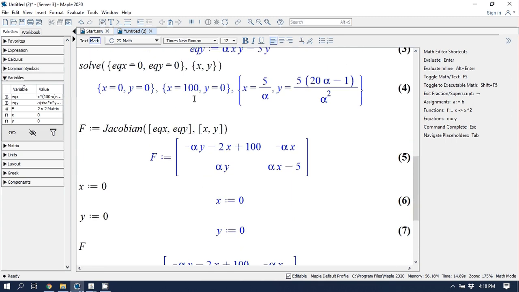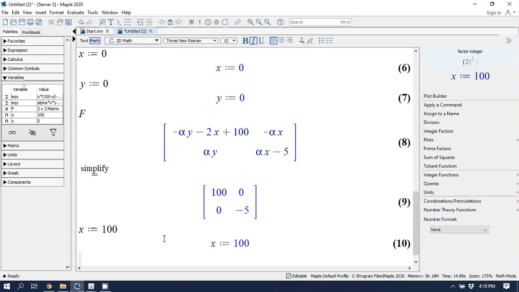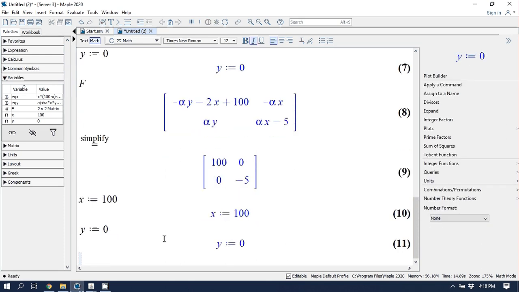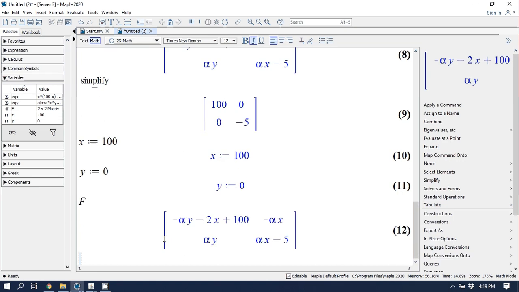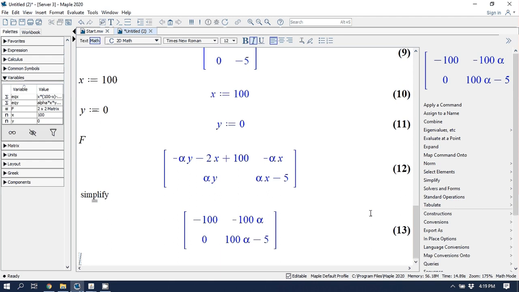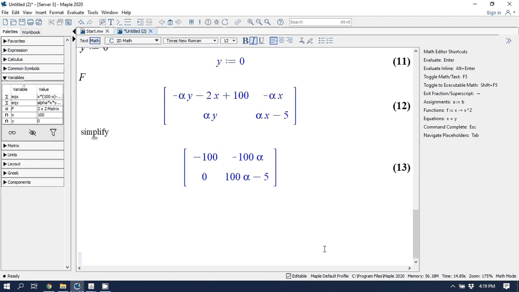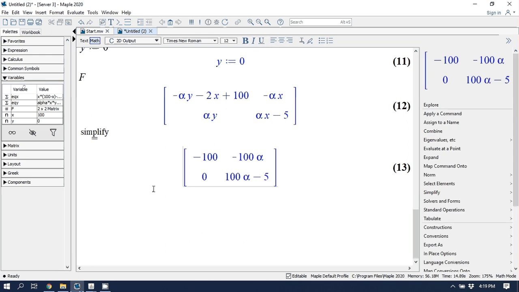So the second equilibrium point is 100 and 0. X is 100, y is 0. Again, enter F in the math mode, simplify, and now I look and I see that the determinant is given by minus 100 times 100 alpha minus 5. So this is what I was talking about, that it's important to start with the determinant.